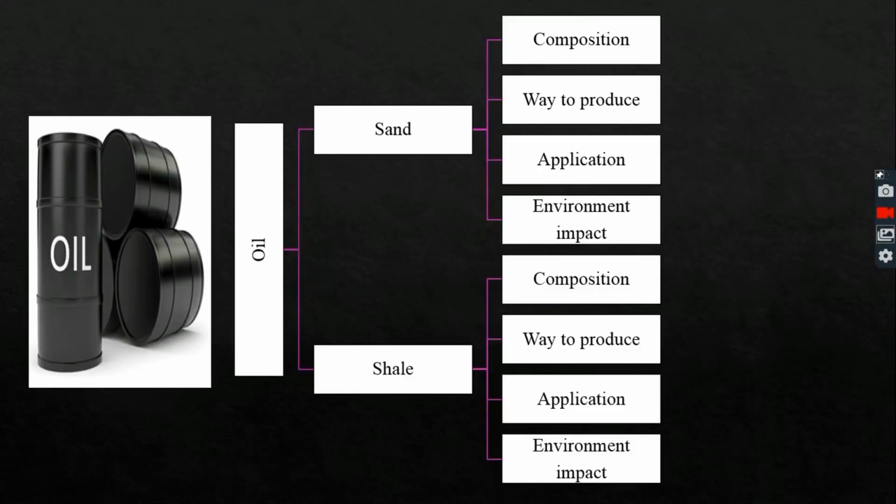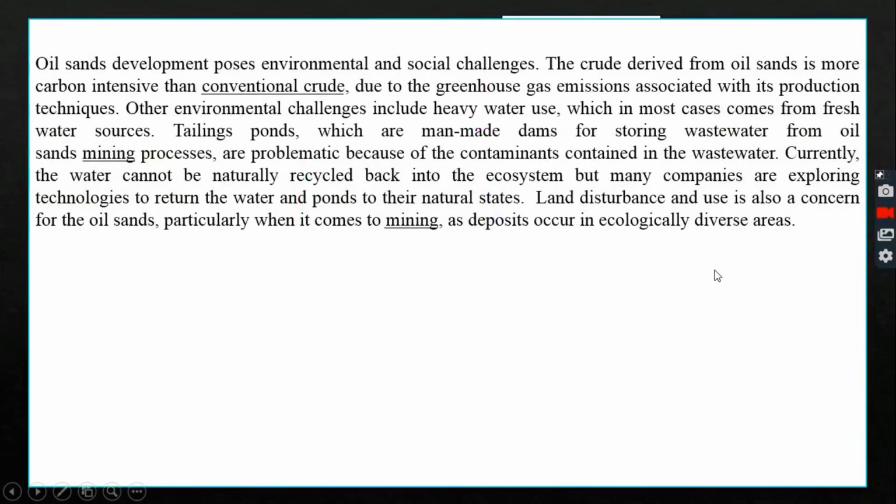The last comparison is in terms of environmental impact. Oil sand environmental impact. Oil sand development poses environmental and social challenges. The crude derived from oil sand is more carbon intensive than conventional crude due to the greenhouse gas emissions associated with its production techniques. Other environmental challenges include heavy water use, which in most cases comes from freshwater sources.